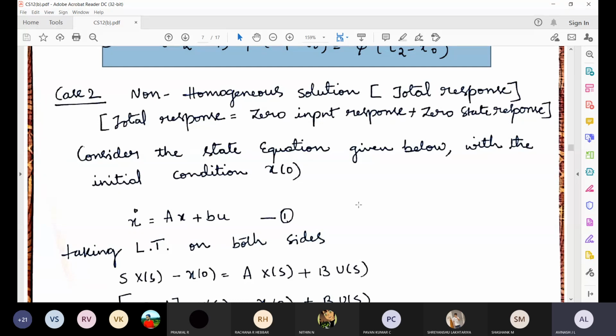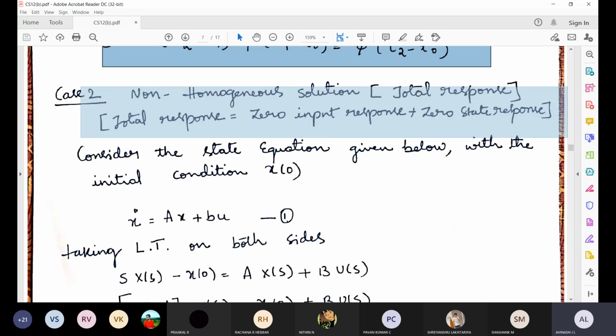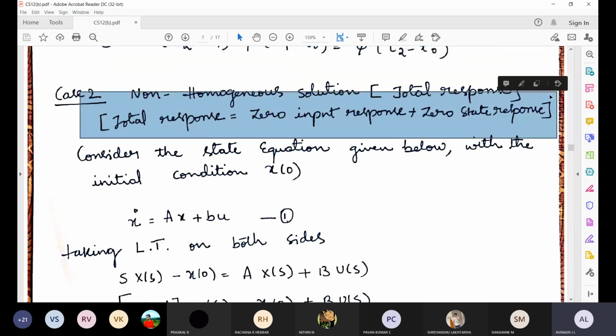The zero input response we have discussed in the homogeneous case. So the zero state response we need to consider. So here we can consider that the non-homogeneous solution is the total response. Total response equals zero input response plus zero state response.